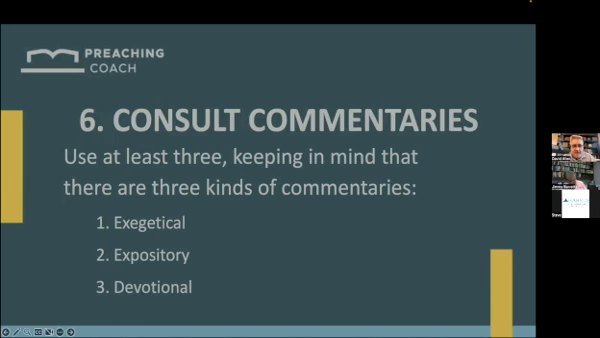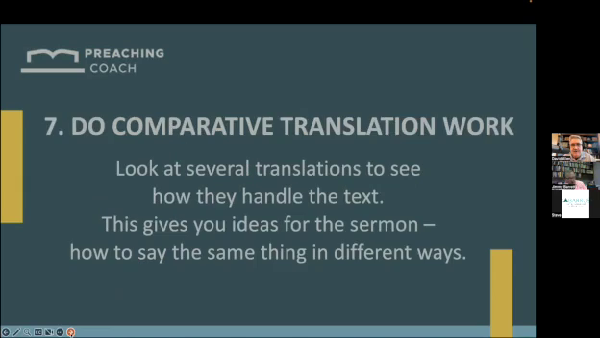All right, so that's a word about the commentaries. Now, let's go to step number 7 in my 12-step method. This is what I call the step of comparative translation work.